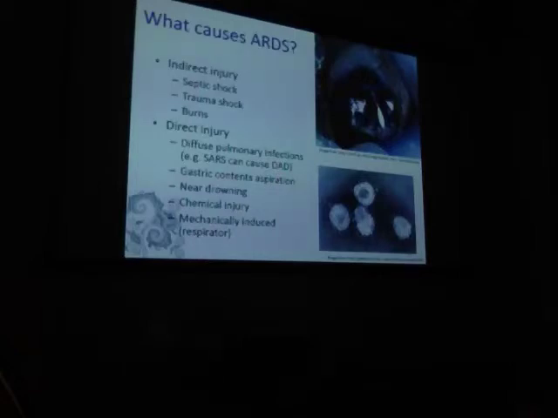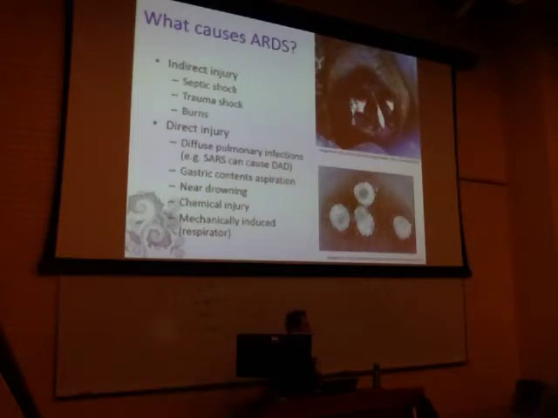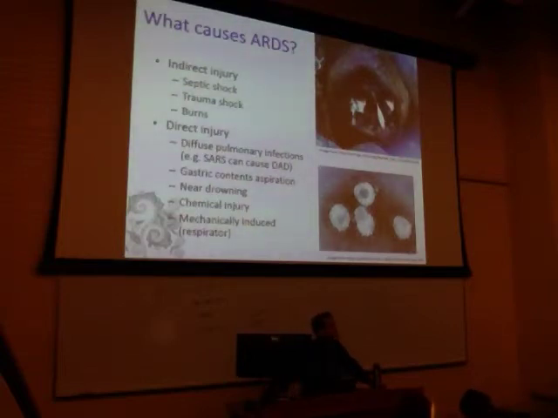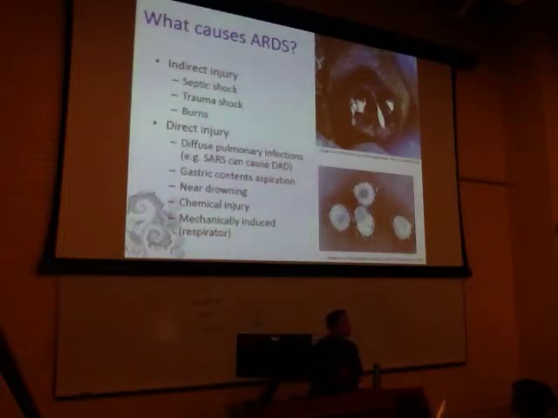Other ways of direct injury are aspiration, meaning contents from the gut come in, like what you see with near drownings. You're getting a lot of fluid that goes into the lung and causes damage, causes inflammation. Could be chemical injury, where a patient is exposed to toxic fumes, and that causes chemical damage to the respiratory epithelium. Or it could be even in the hospital with a mechanically induced respirator.